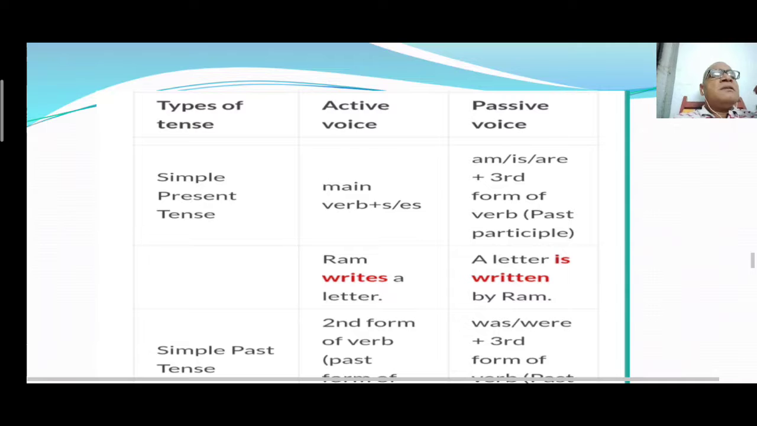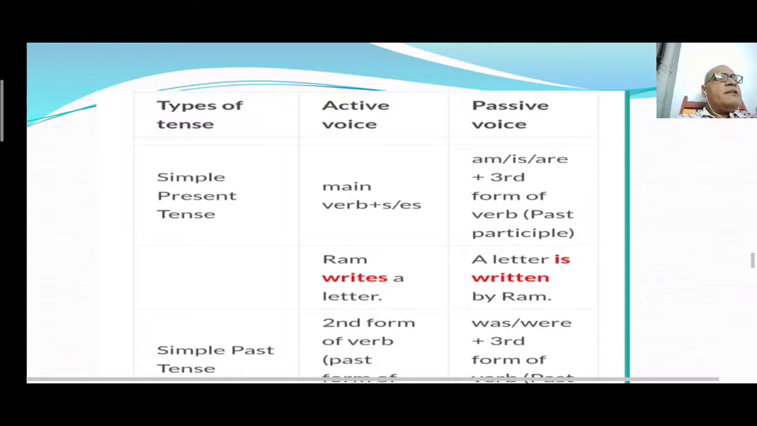simple present tense. How simple present tense can be changed from active voice to passive voice. Here one principle has been given: subject plus verb plus object. When the subject is singular, the verb carries is, and when the subject is plural, the bare verb is used.